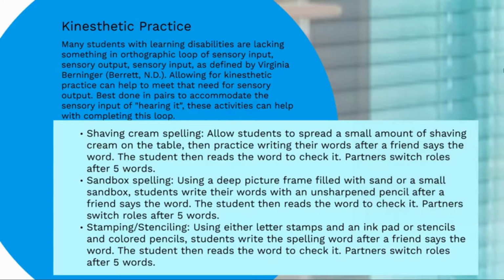So the first exercise that we're going to look at here is shaving cream spelling. The teacher will provide a can of shaving cream. Barbasol is my favorite. It's available at the dollar store. What the student will do is spread a small amount of shaving cream. I usually tell the kids no more than 2 quarters. So they'll have 2 spots of quarter size on the table. They'll spread it out and they can practice writing their words in the shaving cream. I like to do this as a partner exercise where one student reads the word out loud, the next student writes the word, and then reads it to check it.